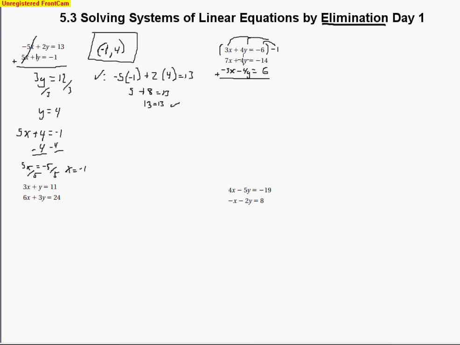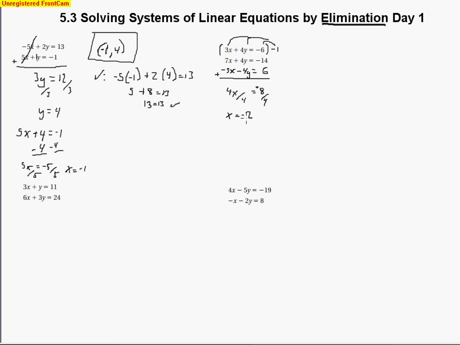So now we can get those y's to cancel. So I'm left with 4x, the y's cancel out, and this all equals negative 8. So when I divide by 4, I get x equals negative 2. So again, you can see how much quicker it is than substitution, at least to find the first variable. But you still have to substitute in to find the other variable.